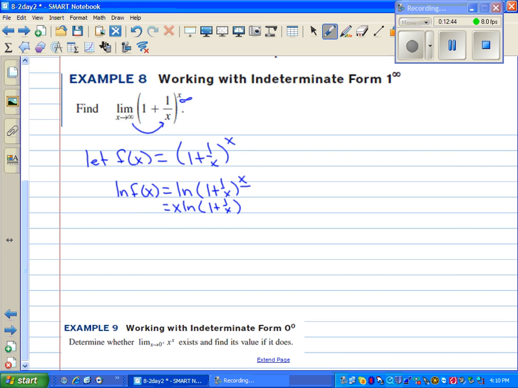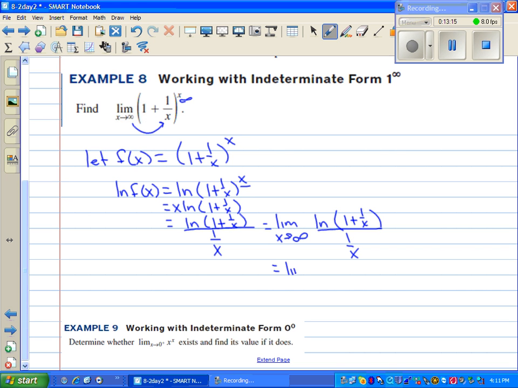Well, in order to apply L'Hopital's rule, we're going to need a fraction here. So we have natural log of 1 plus 1 over x divided by 1 over x. Now remember, we're trying to find the limit as x approaches infinity of the natural log of 1 plus 1 over x over 1 over x. Now we can take the derivative of the top and the bottom.